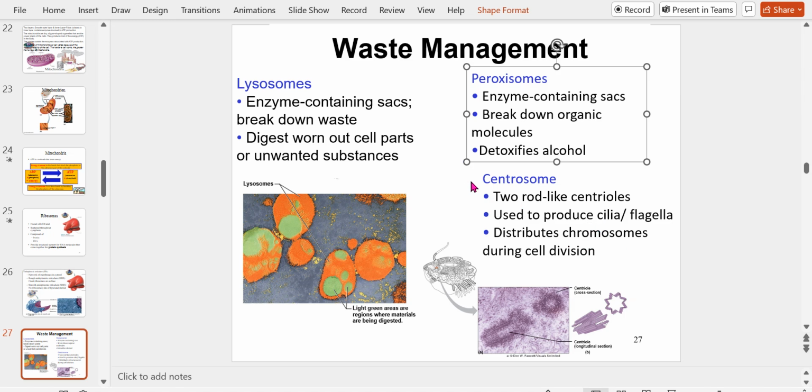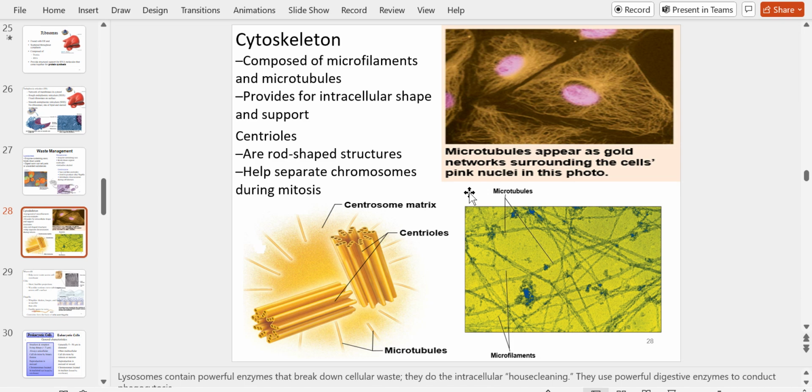Good. Cytoskeleton: these are the microtubules and microfilaments that are hard to see unless you stain them, and they hold the shape of the cell, kind of like the skeletal structure of the cell.